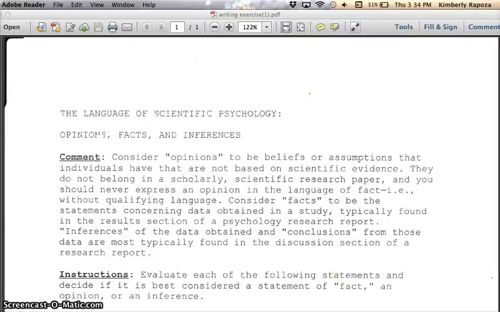Hi class. In this mini lecture, we're going to talk about the critical review and how to begin writing the critical review. So the first thing we're going to talk about is the exercise that is listed up on Blackboard. And this exercise is really to help you to begin to understand how to write in a language that uses either fact or inferences, but tries to avoid opinion.